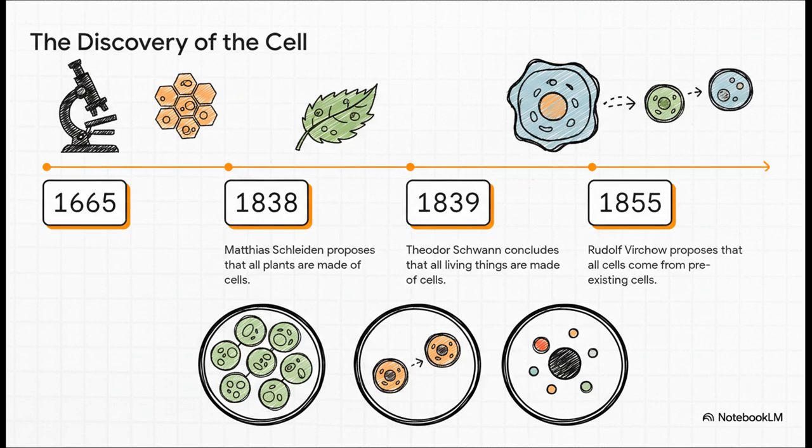1. All living things are made of cells. 2. Every new cell has to come from another cell that already existed. And 3. The cell is the absolute basic unit of life.